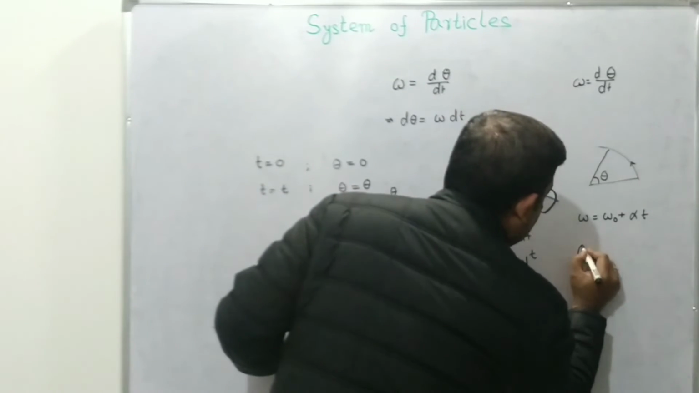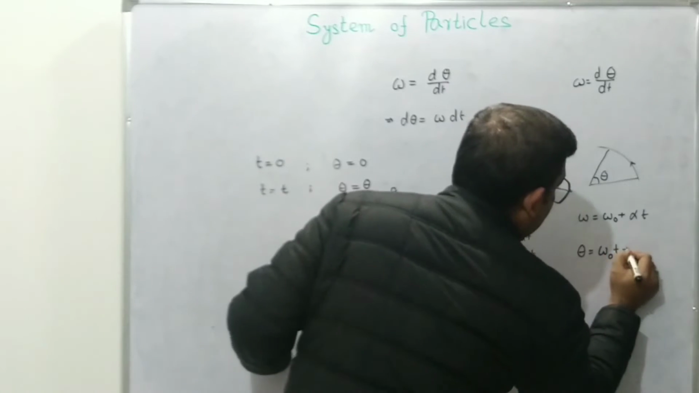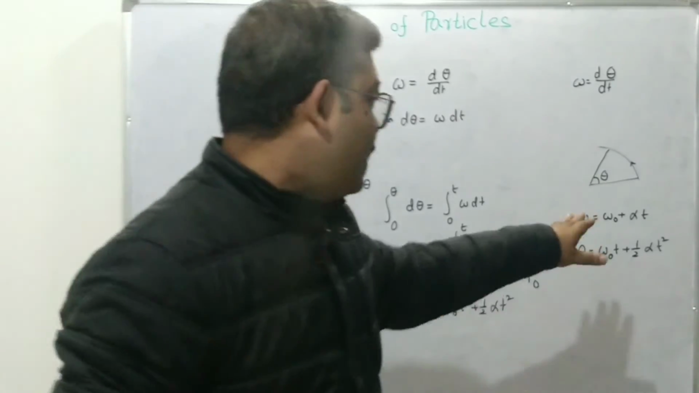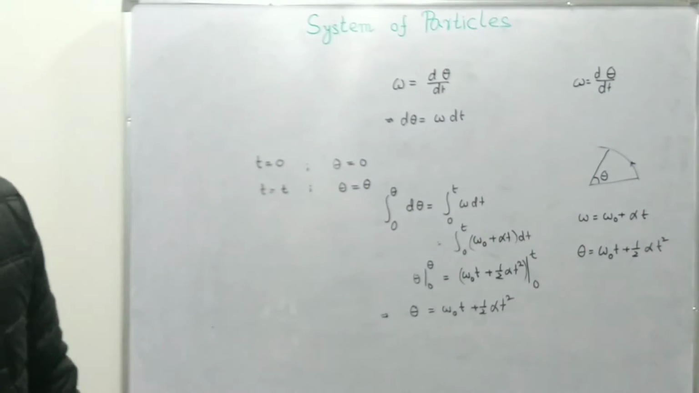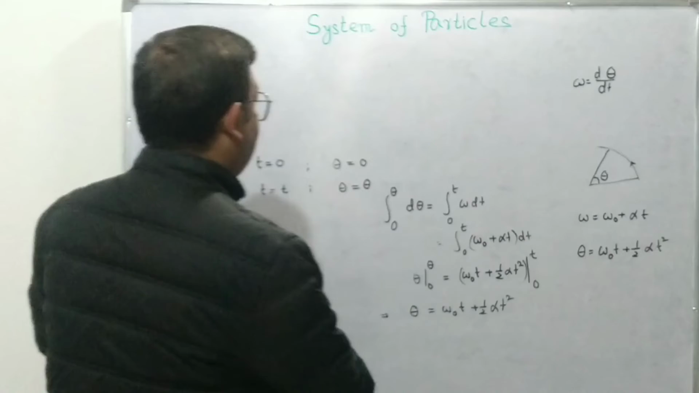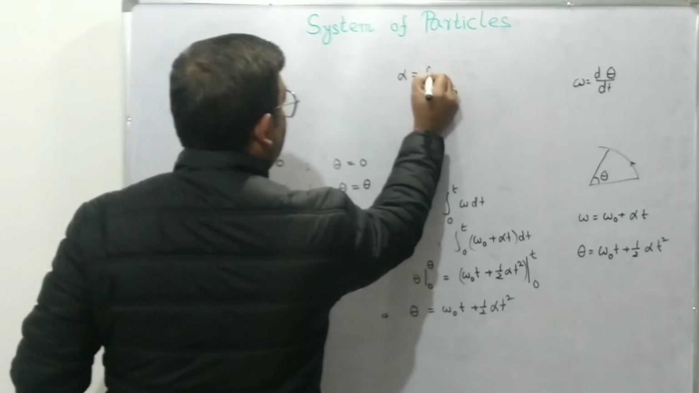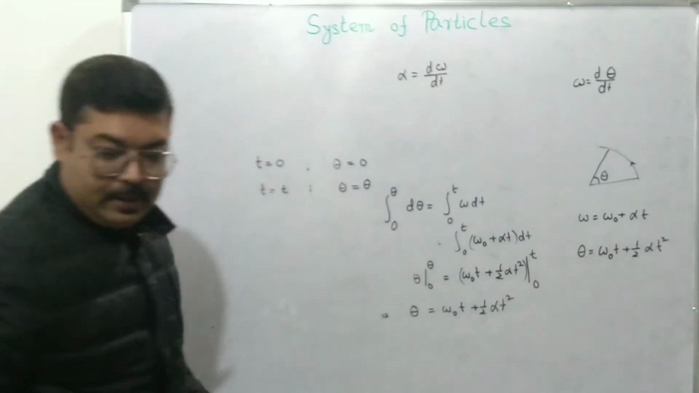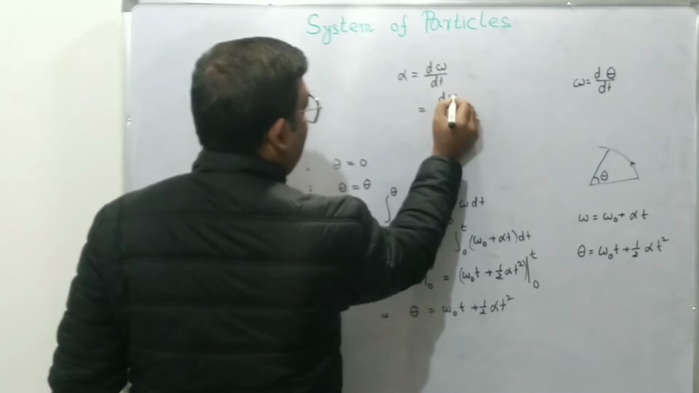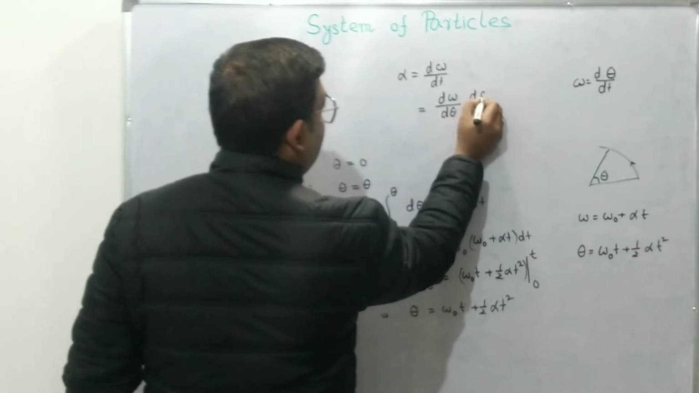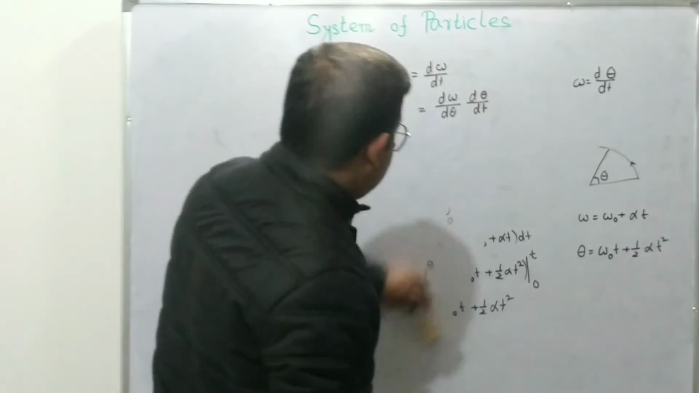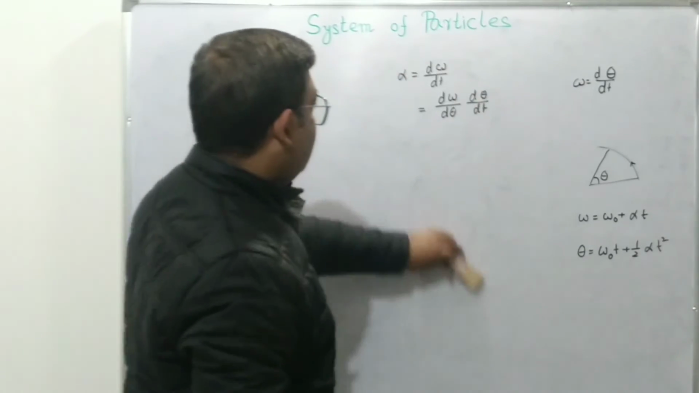So that is to say, theta equals omega naught t plus half alpha t squared. S equals ut plus half at squared. Quite similar to that, right? Now, if we come back to the first equation, the equation of acceleration, alpha equals d omega by dt, we can always rewrite this as d omega by d theta times d theta by dt. We can always write it this way because d theta will cancel out.